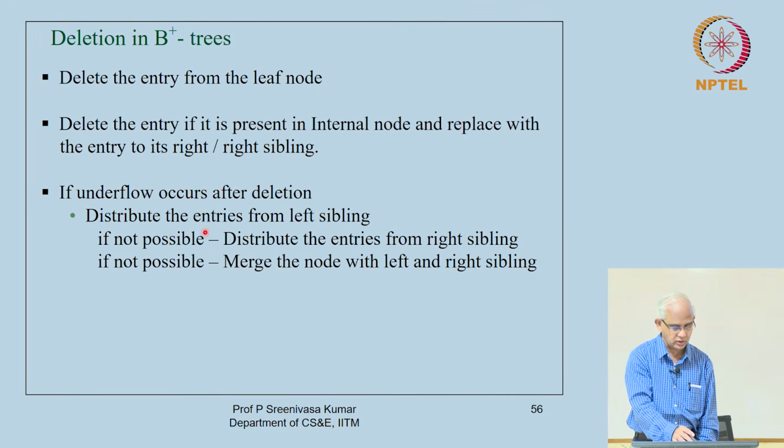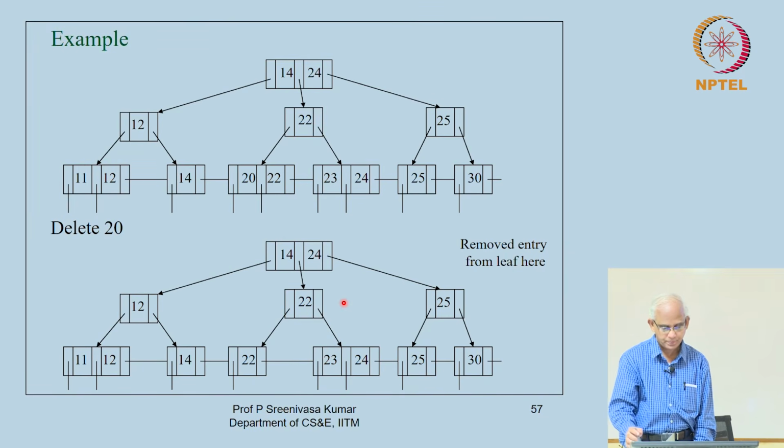Underflows can occur while you are deleting, in which case we redistribute the keys. We will try to borrow keys from the left sibling, and if it is not possible, borrow keys from the right sibling. If it is still not possible, we will merge the nodes. The details I am skipping, but let me show you some examples.